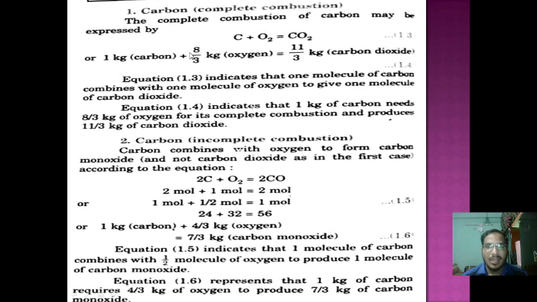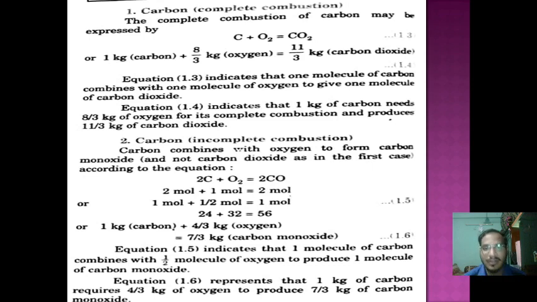The quantity of carbon we have to take is 1 kg, and oxygen we have to take 8 by 3 kg in the ratio. Then only 11 by 3 kg of carbon dioxide will form, and that carbon dioxide goes to the cylinder, and then combustion will take place. Remember this. This is the fundamental formula of carbon.